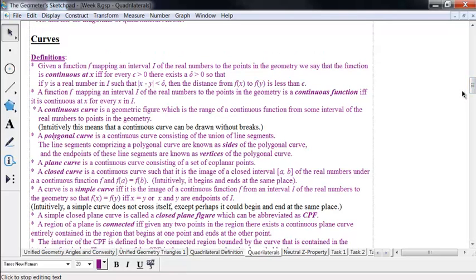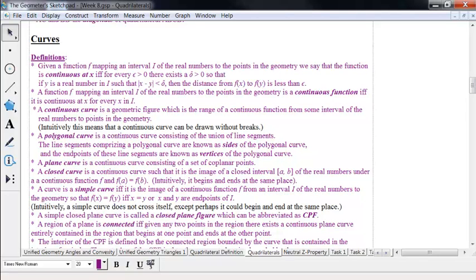And this requires we know a little bit of analysis here. So we say a function f mapping an interval I of the real numbers to the points in the geometry is continuous at x if and only if for every epsilon greater than 0 there exists a delta greater than 0, so that if y is a real number in I such that the absolute value of x minus y is less than delta, then the distance from f of x to f of y is less than epsilon. So remember, f of x and f of y are points, and we're talking about the distance in the distance metric for the geometry there.